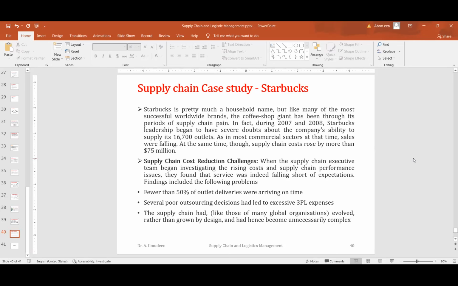Their sales dropped and their supply chain was not effective, and the team found that their service was not as good as expected by the customers, and that only a small share of the deliveries were arriving on time. The outsourcing decisions were ineffective, and they are facing some extra expenses. How may you put forward some suggestions to improve the supply chain management system of this company? Any suggestion? Any idea?